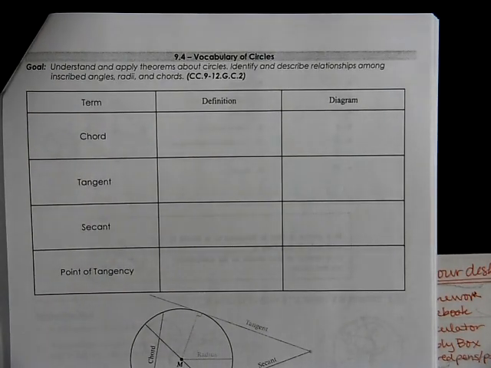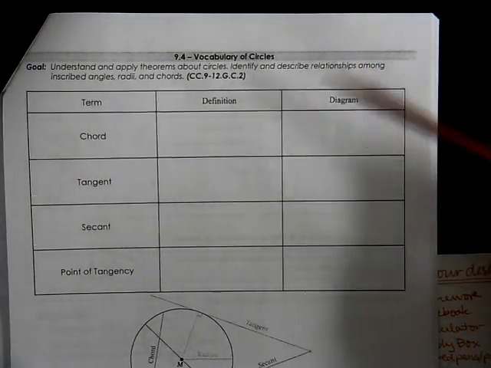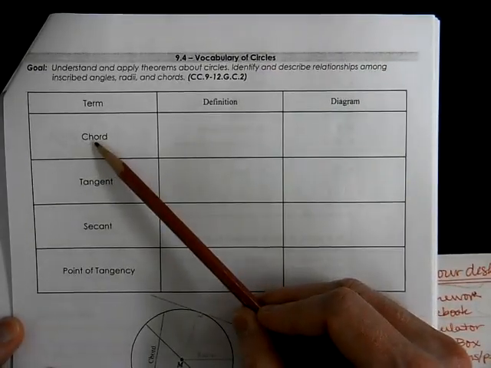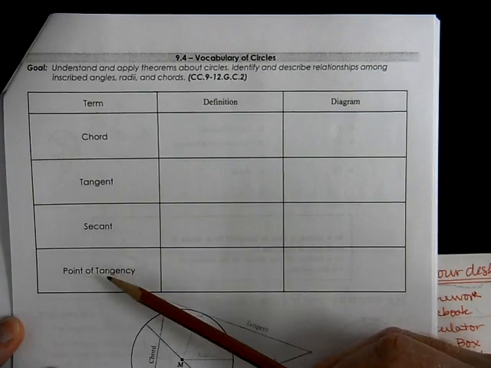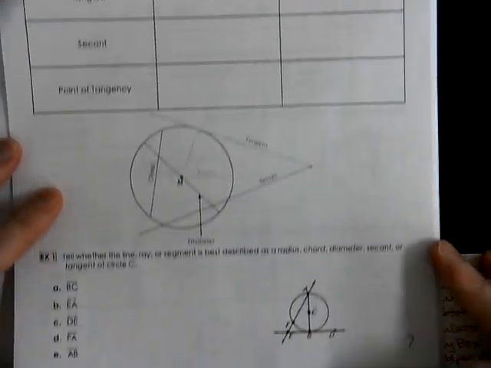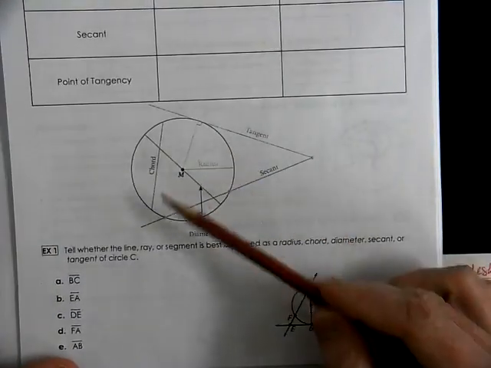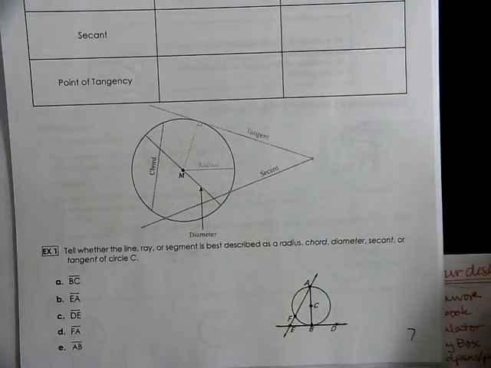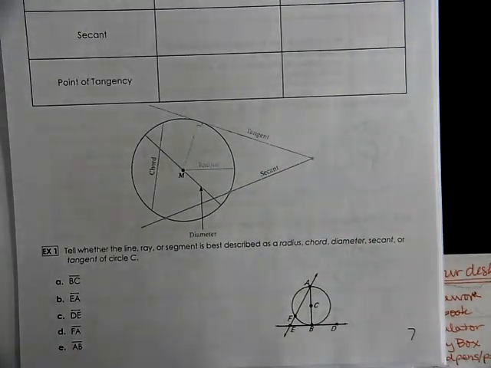This is geometry 9.4. We're talking about specific parts of a circle. We have chord, tangent, secant, and point of tangency. Here's a bit of a diagram that goes through and talks about the different parts. So the first one we're going to talk about is a chord.